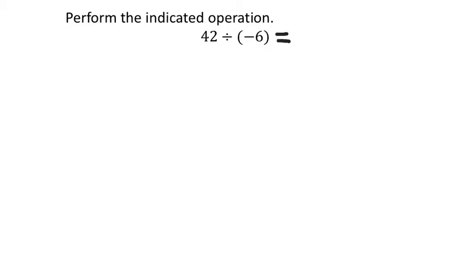And what do we got? We got a positive 42. It's positive. And then the negative 6. Well, they're opposite signs. One's positive, one's negative. So we know the answer here is going to be a negative as well. And then remember, we get to operate as though we don't have any signs, right? It's really 42 divided by 6.